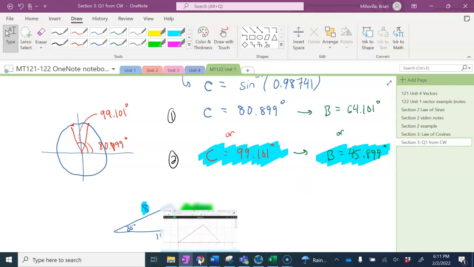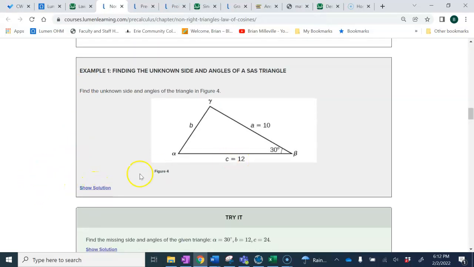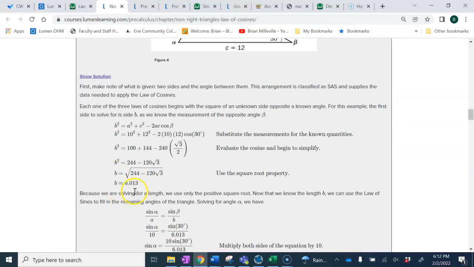I just wanted to mention one of the examples from the textbook. This is example 1 from this section on the law of cosines, and they take that approach to go through and solve. I'm just going to show some of the details here. The first step is very similar. They have to use the law of cosines. You can read through that. They get the side length B.